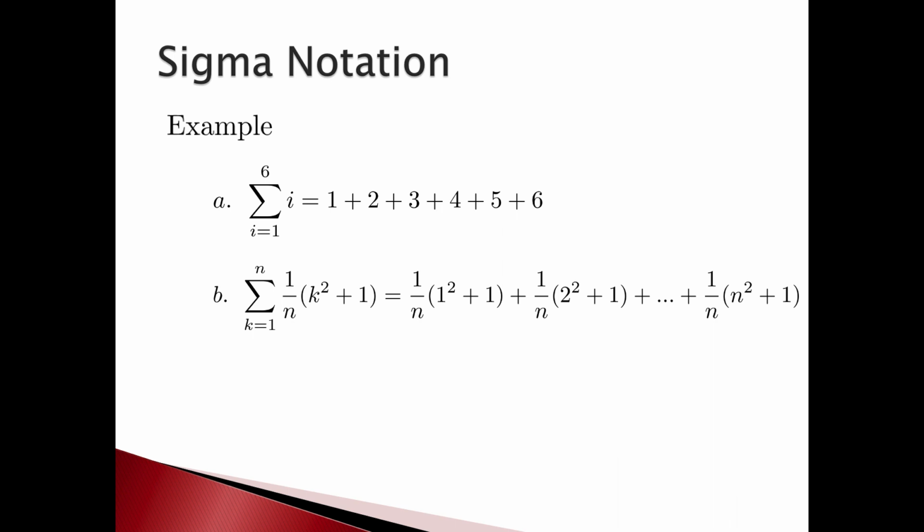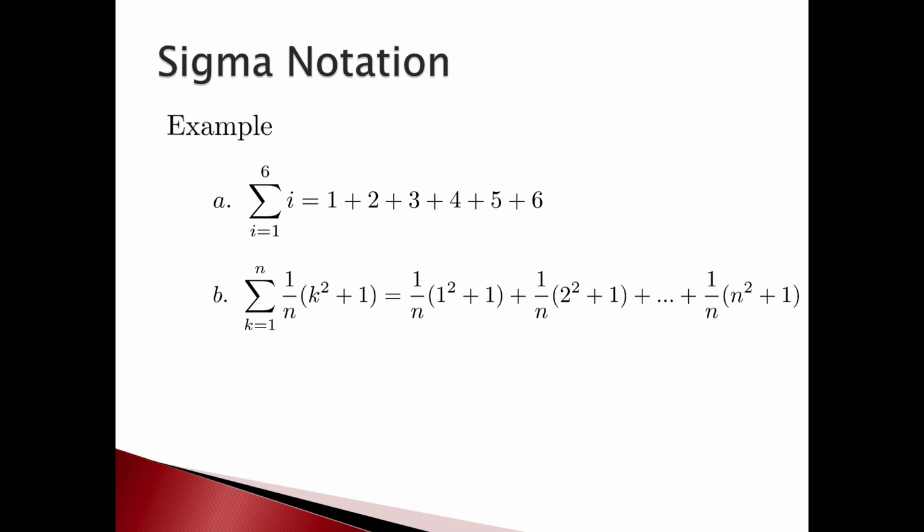Those are the things we're adding up. And we're letting the k change. So first off, k is equal to 1. So I plug 1 into that, and I get 1 over n. And again, it's supposed to be k squared plus 1, but we start out with k equal to 1. So I'll get 1 over n, 1 squared plus 1. Whatever that is, that's my first thing I'm adding.